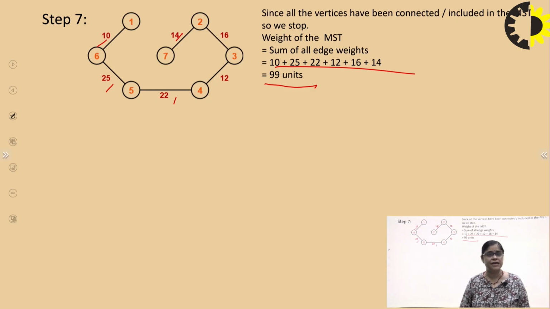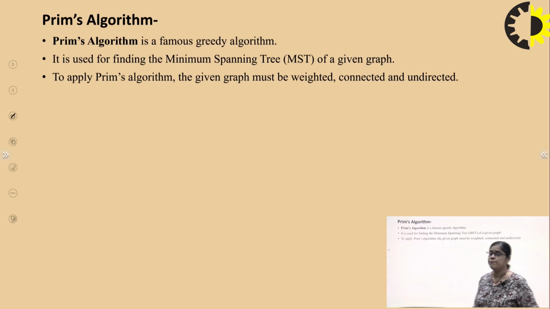And if any edge is creating a loop, we simply discard it and find the minimum spanning tree with the minimum weight. So this is my final answer. Now the next one is Prim's algorithm.